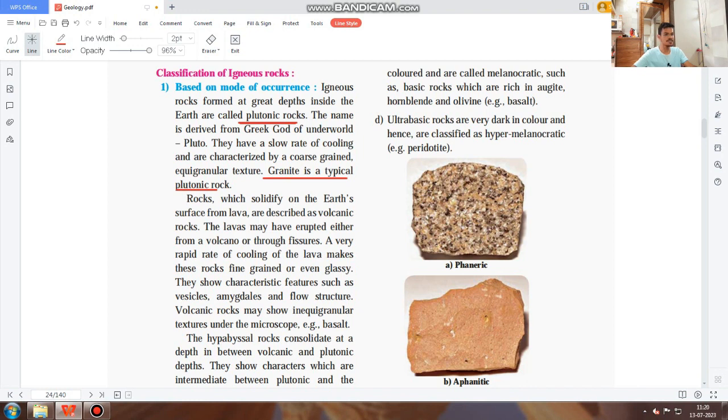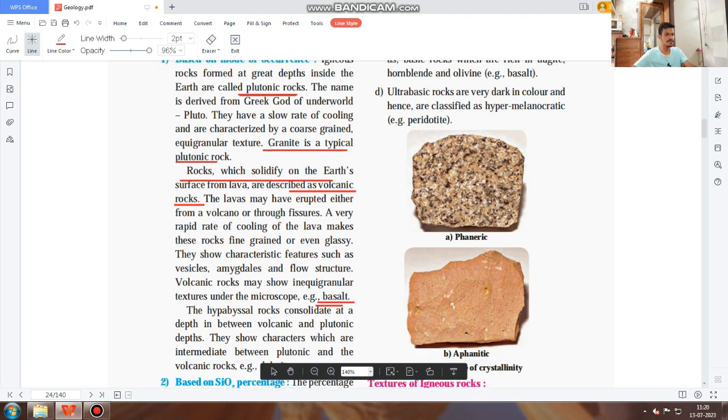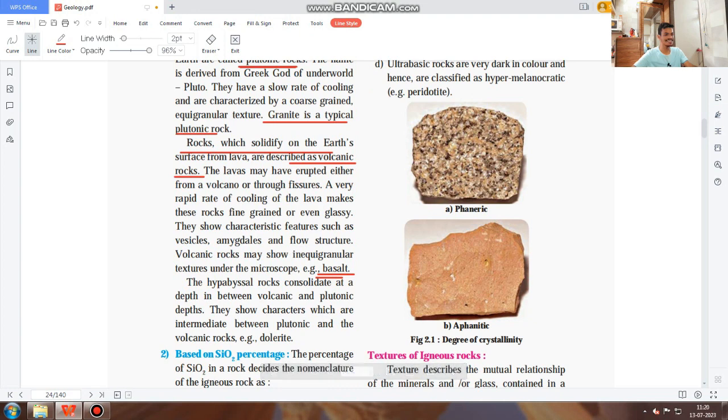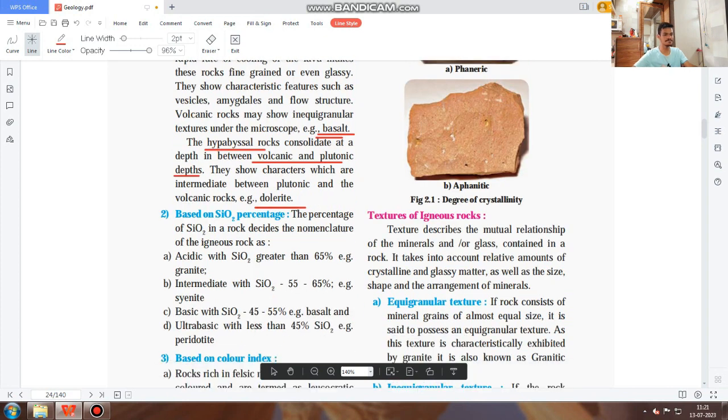Then rocks which are formed above the earth's surface are called volcanic rocks. An example of volcanic is basalt. Then there are hypabyssal rocks also, which consolidate at a depth in between volcanic and plutonic. So hypabyssal comes in the middle of volcanic and plutonic. An example is dolerite. They have an intermediate position.